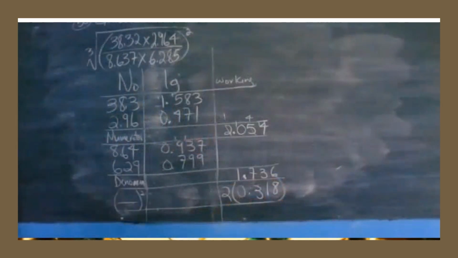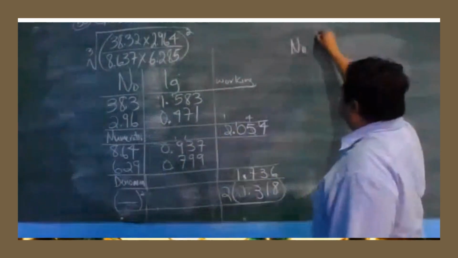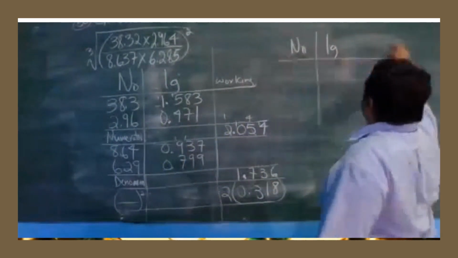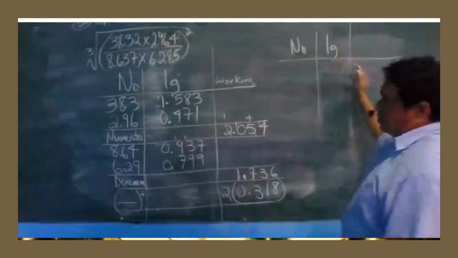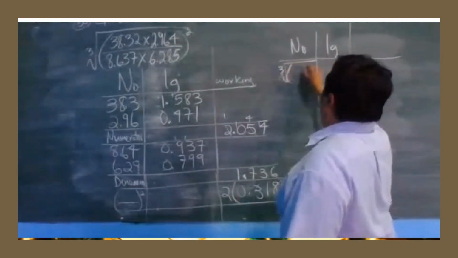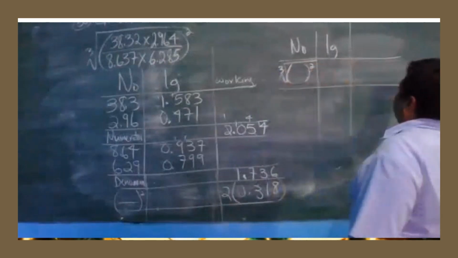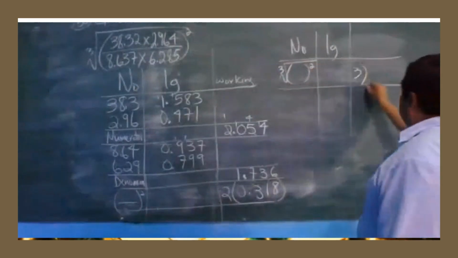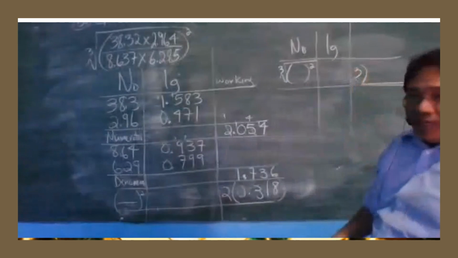Okay? So let me continue here. Number, log. I'm going to put this small because there's not really going to be anything there. And this will be the cube root part after I square. So I'll be dividing there.